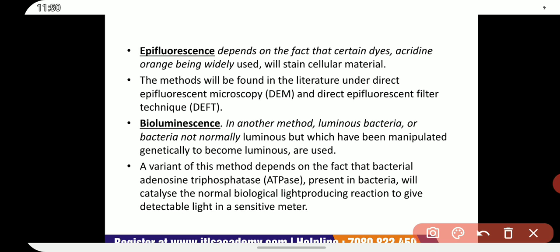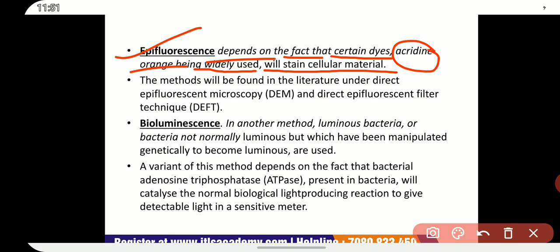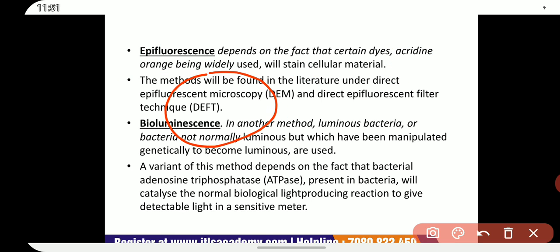First is epifluorescence. Epifluorescence depends on the fact that certain dyes, like acridine orange, which is widely used, will stain cellular materials. Many other dyes are also used to stain cellular materials. These dyes stain the components of the cells and then the fluorescence shown is measured.